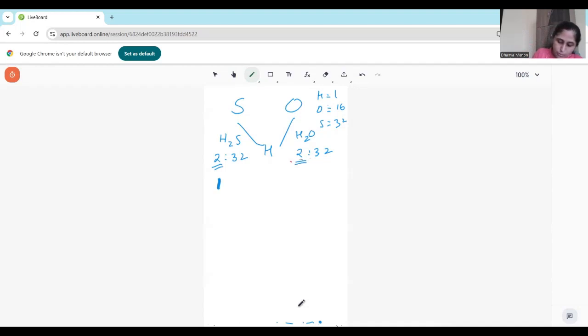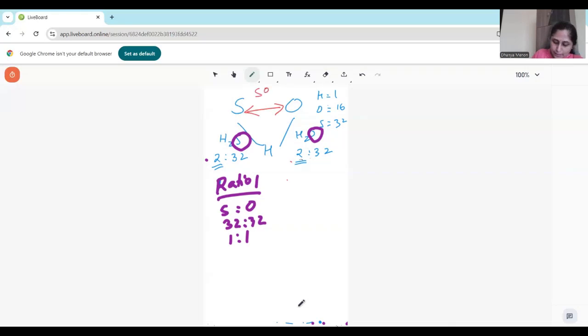So ratio number 1 is between sulfur and oxygen. 32:32. That is 1:1. It is between the elements that have different masses in this case. Okay. Now, it bears a simple whole number ratio when the elements directly combine. That is ratio number 2. That is sulfur dioxide. That is ratio number 2.